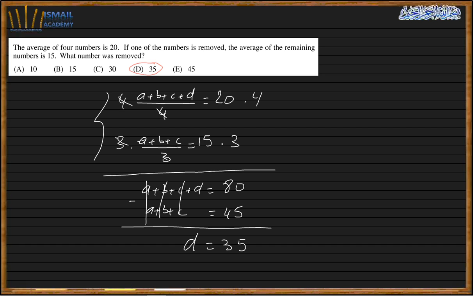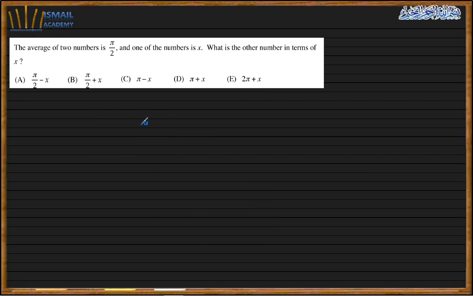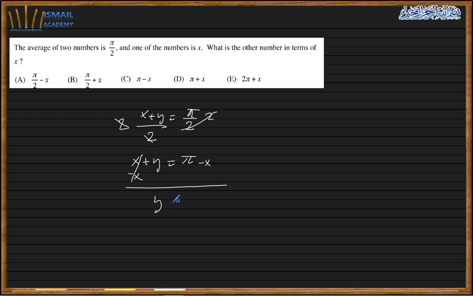Next question. The average of two numbers is pi over 2. So I have (x plus y) over 2 equal pi over 2. I forgot the over 2 here. So what is the other number in terms of x? So I multiply both sides by 2. Cancel the 2. x plus y equal pi. Then I'm looking for y. So minus x both sides. So y will be pi minus x, which is C.